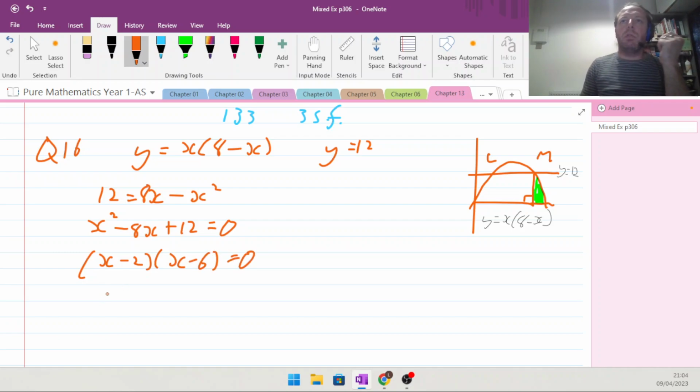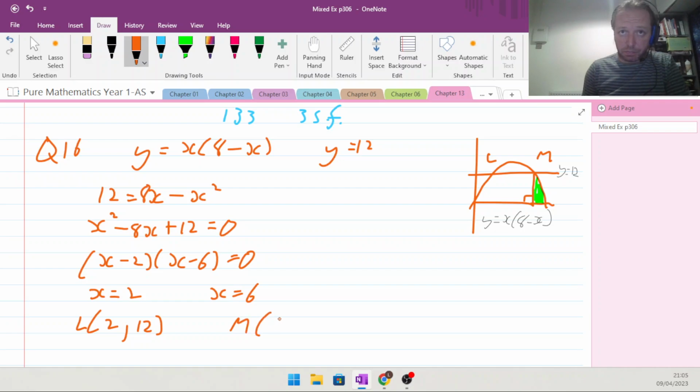Normally I'd solve these on the calculator, but when they are that straightforward, we can do it because minus 2 and minus 6 make the minus 8, and 2 times 6 gives us the plus 12 because they're minuses. So that means we've got an x of 2 and an x of 6, meaning we have point L as (2, 12), because remember it's y equals 12 is that line, and M is (6, 12).